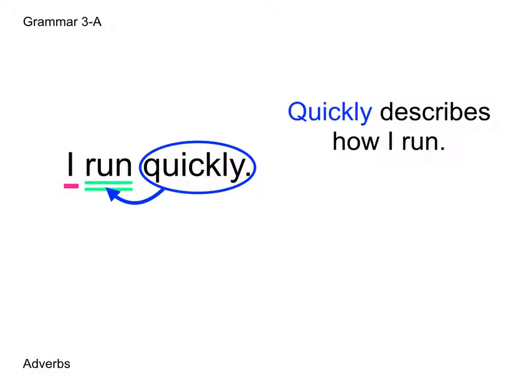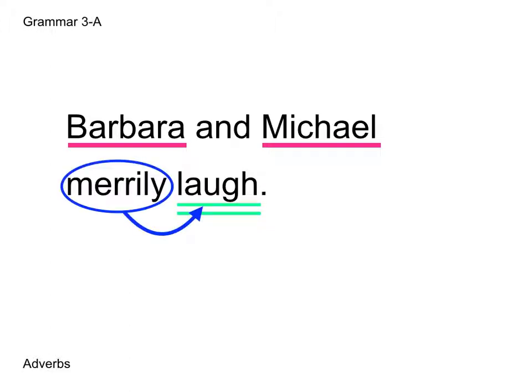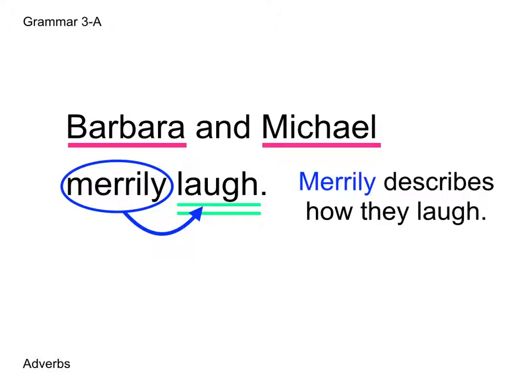Let's look at another example. We have Barbara and Michael merrily laugh. So once again, we're going to identify our subjects and verb. And so we've got Barbara and Michael as their subjects and laugh as our verb. And what in this sentence is describing laugh? Merrily. Merrily is describing how they laugh. And that is what you're going to go over for adverbs in this booklet.